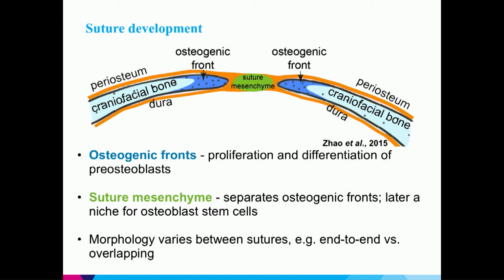The example that I've shown here is for a calvarial suture, but the morphology of these sutures also changes between the different craniofacial sutures. There can be end-to-end overlap, and there can be differences in the width of the suture and the extent to which these osteogenic fronts interact with each other.